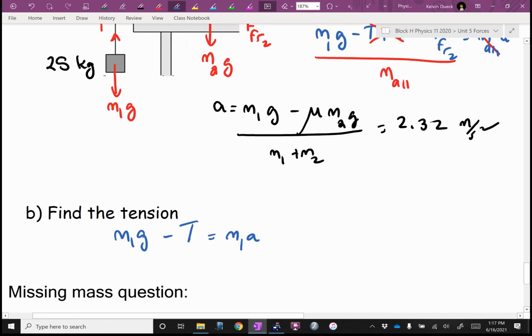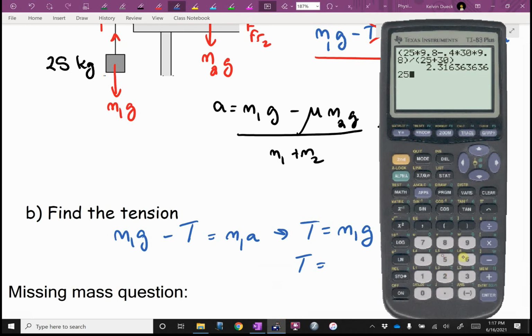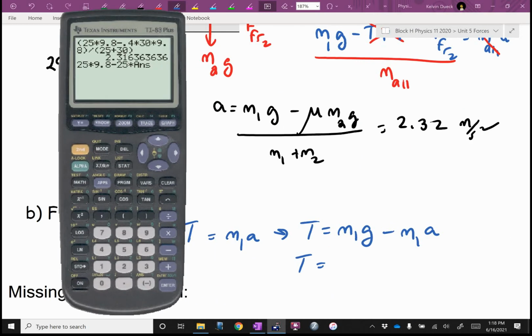So it's going to be 25 times 9.8 minus 25 times the answer button. 25 kilograms is big-ish. It should be a fairly big tension. Yeah, okay, there you go. 187 newtons.